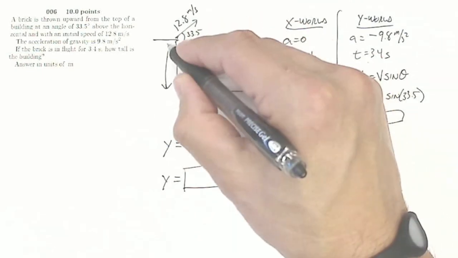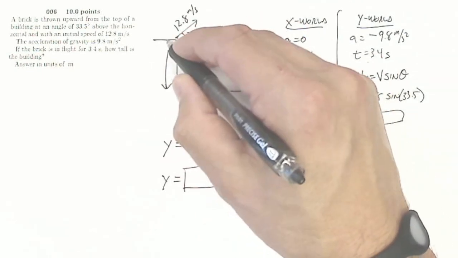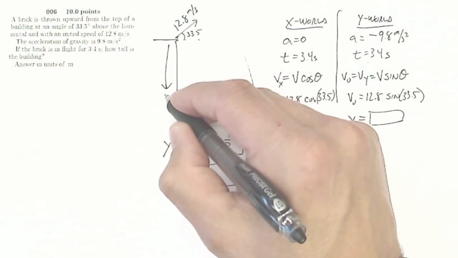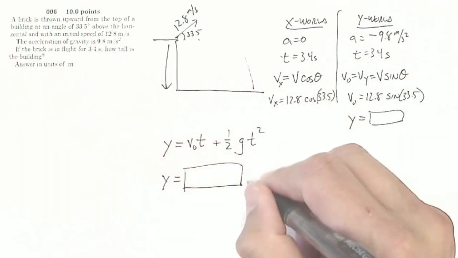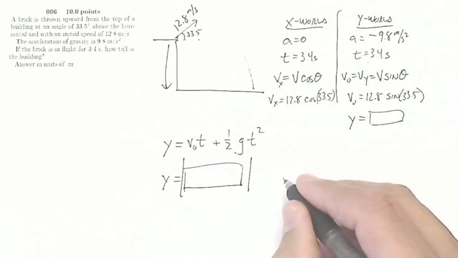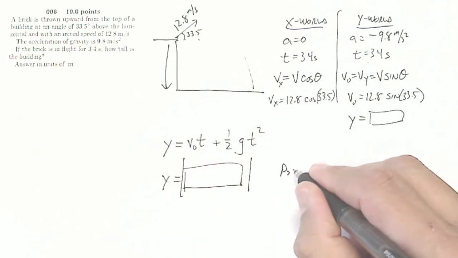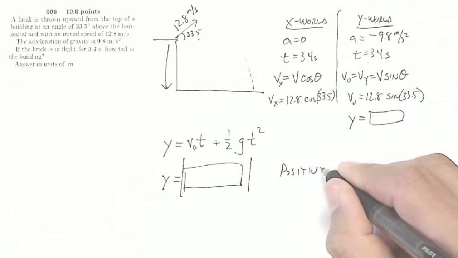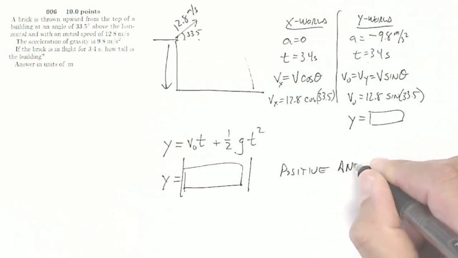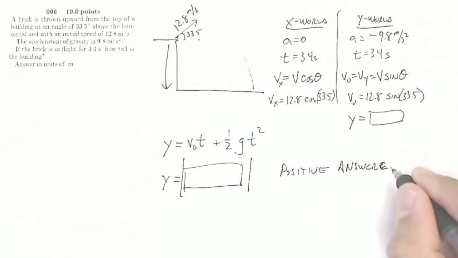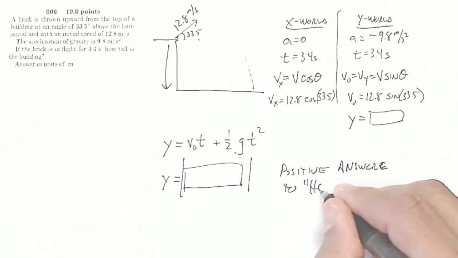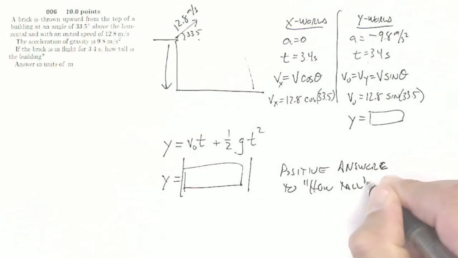It's going to give me a negative number because the brick is actually going to wind up lower than it started. But if it asks how tall is the building, I'm going to convert that into a positive. So I'm going to absolute value that and get a positive answer. So I need a positive answer to the question, how tall is the building? Positive answer to how tall. Because we don't tend to measure buildings from their roofs down.